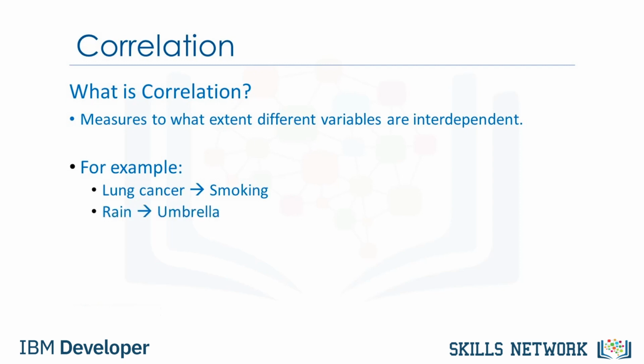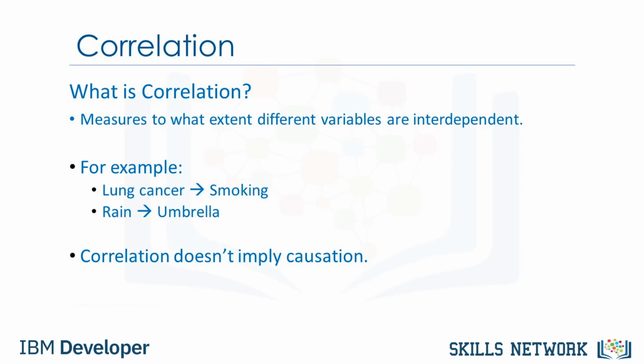In another example, there is a correlation between umbrella and rain variables, where more precipitation means more people use umbrellas. Also, if it doesn't rain, people would not carry umbrellas. Therefore, we can say that umbrellas and rain are interdependent, and by definition, they are correlated. It is important to know that correlation doesn't imply causation.